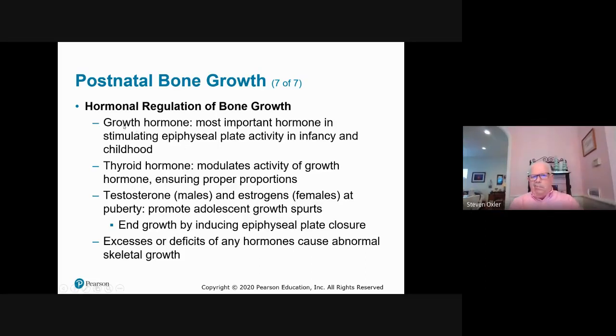An excess of growth hormone will make you a giant, will make you 8 feet tall. Okay? A decrease in thyroid hormone will make you a midget. So will growth hormone. If growth hormone is a problem and you don't have enough of it, it'll make you a midget. But growth hormone by far is the most important hormone when it comes to bone growth. All right?